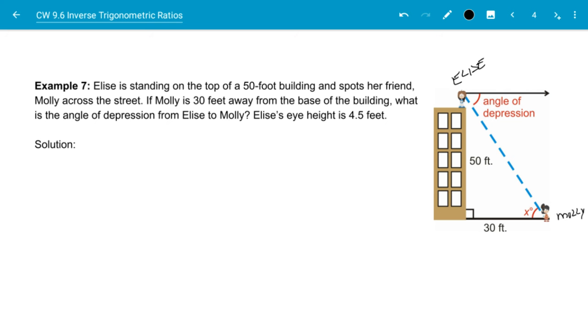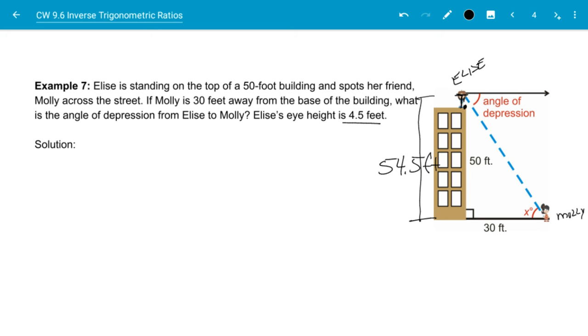right triangle here. Now, here's the other part, because they tell us that Elise's eye height is 4.5 feet. Because I'm not going from the top of the building, I'm going from where her eyes are at, which is 4.5 feet. So this entire side here would be 54.5 feet when I'm looking at that long leg of that right triangle there. So that's what I'm going to use.